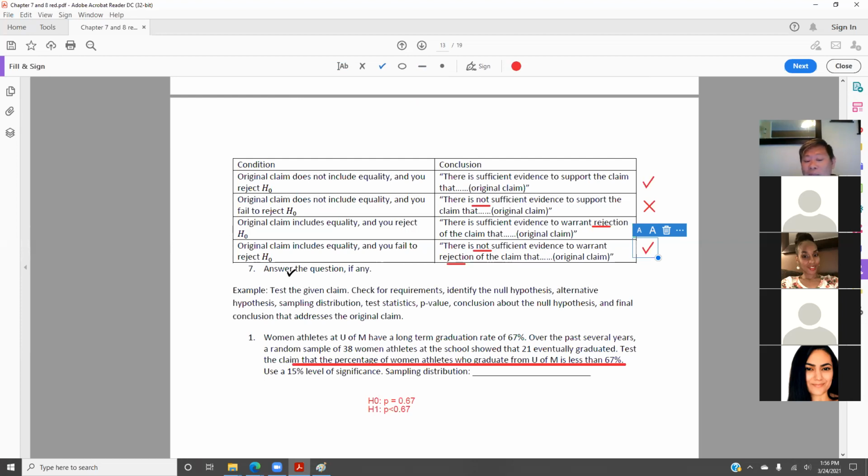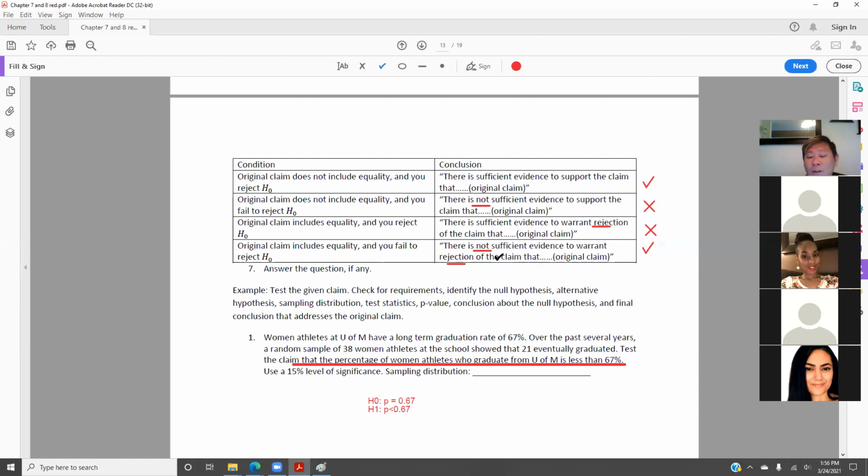And then the last step is to answer the question. Answering the question is very easy. If you make this, your answer is yes. Check, it means it's valid. If you answer those two, it's no good, because you did not support your claim. So that means your claim is invalid.